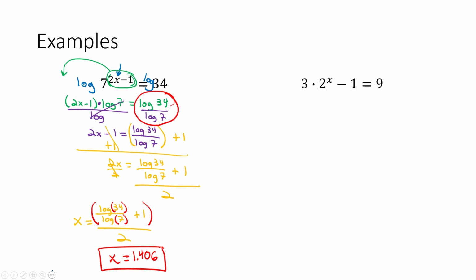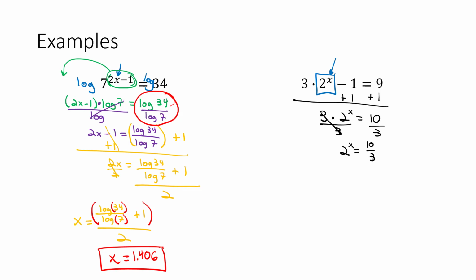This last example here, we've got the variable again located in the exponent, but what you might notice is the exponent part, the 2 to the x, is not alone. It's multiplied by something, and there's something added to it. We cannot do logs until that's taken care of. So first, let's get rid of the minus 1 by adding 1 to both sides. And we get 3 times 2 to the x equals 10. Divide both sides by 3 to get the exponent part alone. And we have 2 to the x equals 10/3. And now, the variable part, the exponent part is alone.